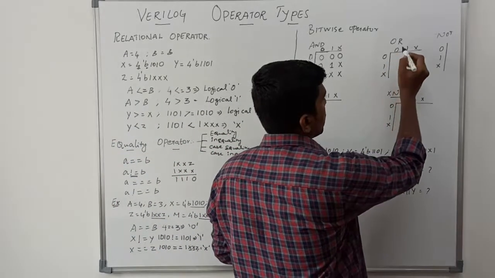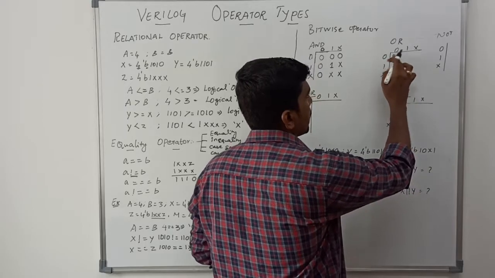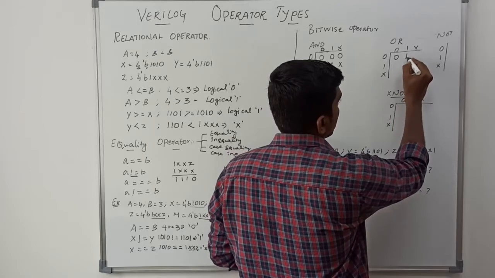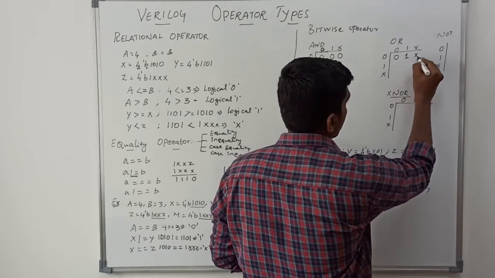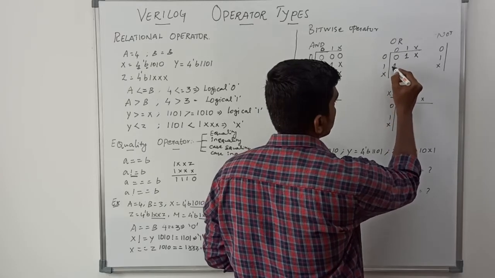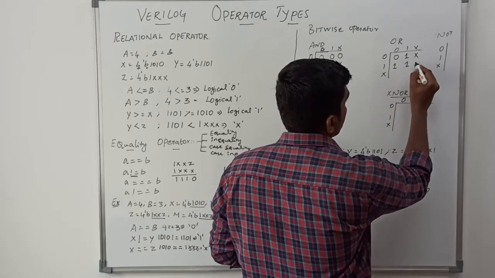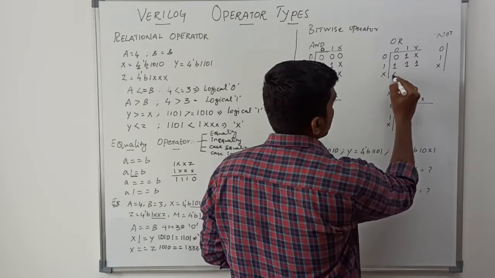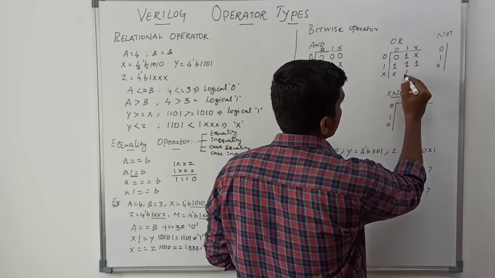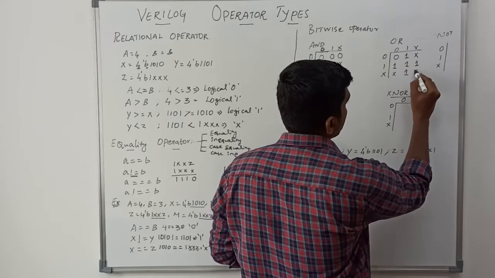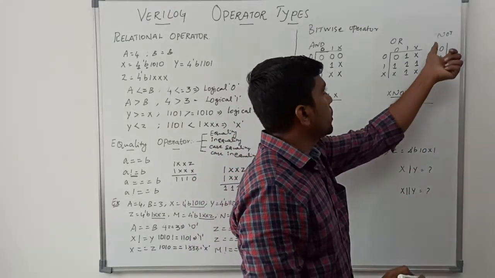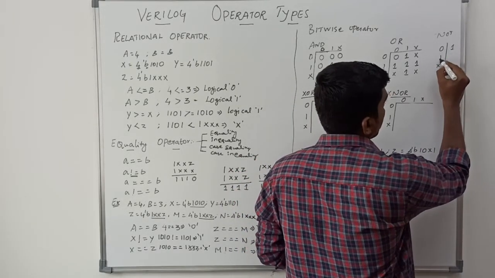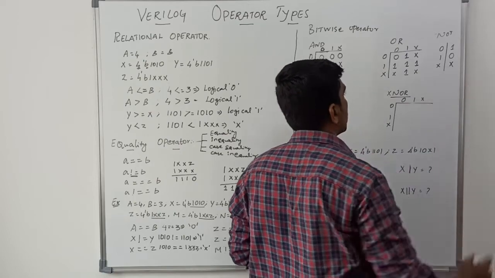The next one is bitwise OR operation. You just add bit by bit. So rows and columns: 0 plus 0, 0. 0 plus 1, 1. 0 plus don't care, don't care. 1 plus 0, 1. 1 plus 1, 1. 1 plus don't care, 1. Then don't care 0, don't care 1, 1, don't care, result don't care. Now we move on to bitwise NOT operation. It's a single input: complement of 0 is 1, complement of 1 is 0, don't care value gives don't care.